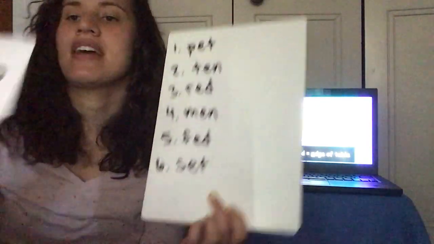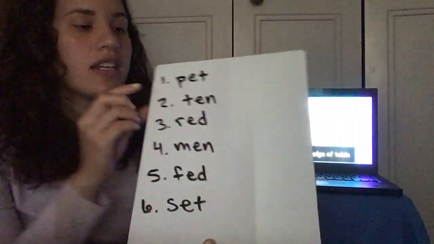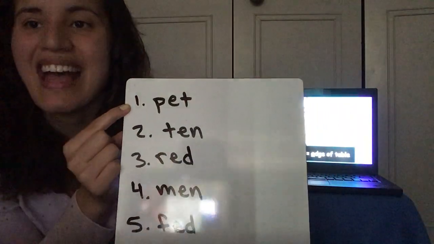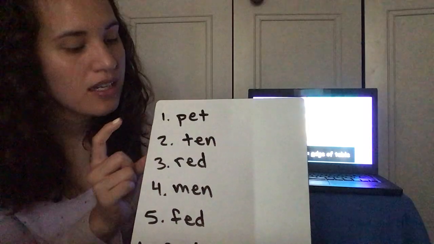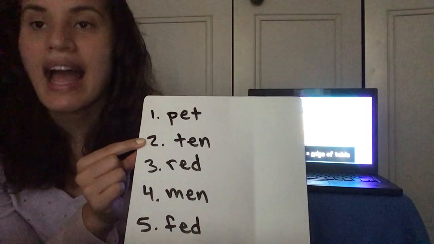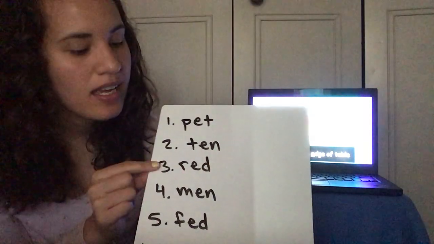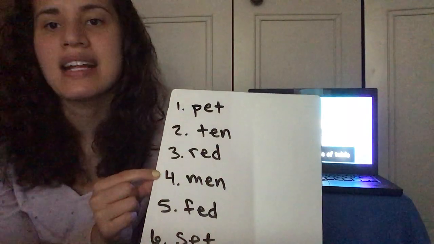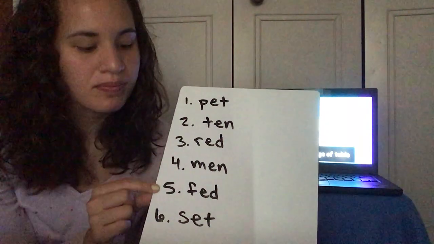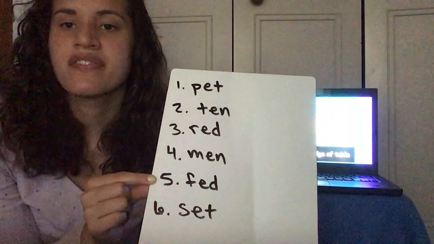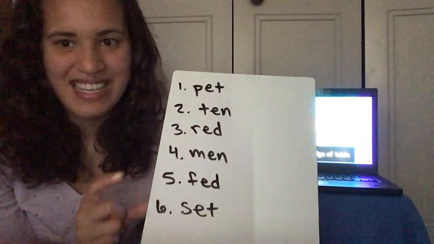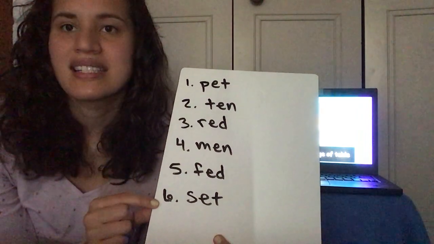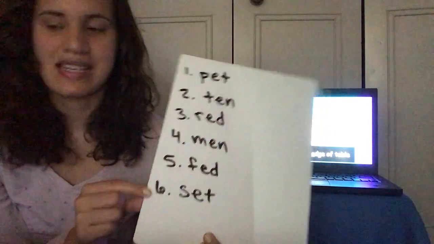Right now we are going to check our work. Now remember, they all have that short eh sound. Number 1, pet. P-e-t. Number 2, ten. T-e-n. Number 3, red. R-e-d. Number 4, men. M-e-n. Number 5, fed. F-e-d. And number 6, set. S-e-t.